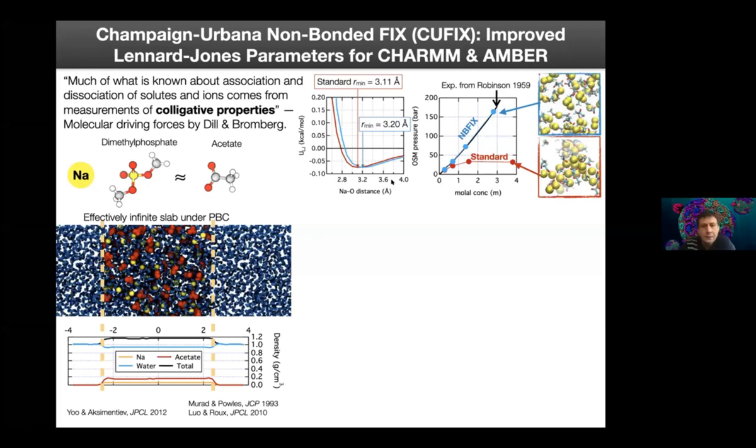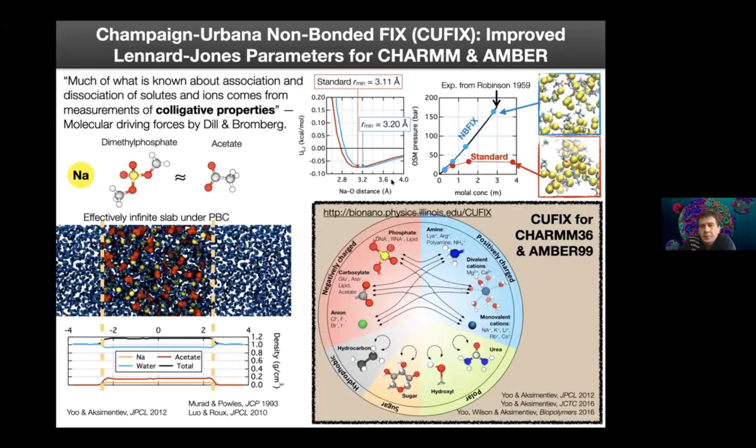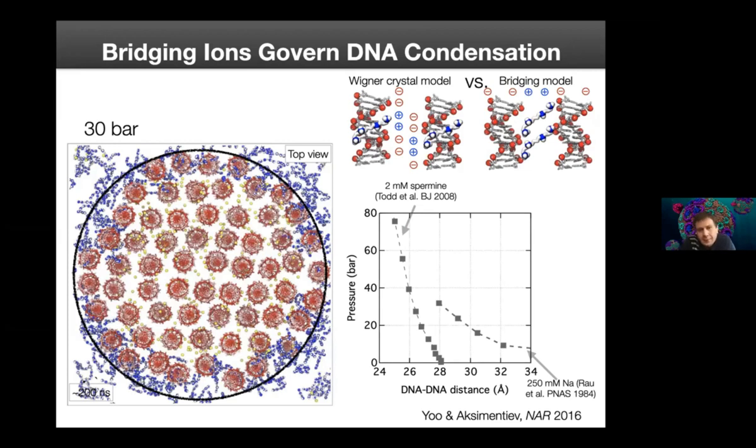And we did it for lots of other combinations of ions, and produced what we call CUfix, which stands for Champaign-Urbana fix for AMBER and CHARMM force fields, which you can get from our website. But long story short, it worked. And now we can finally look at the physics of DNA systems with this refined force field that can be used to make predictions about systems.